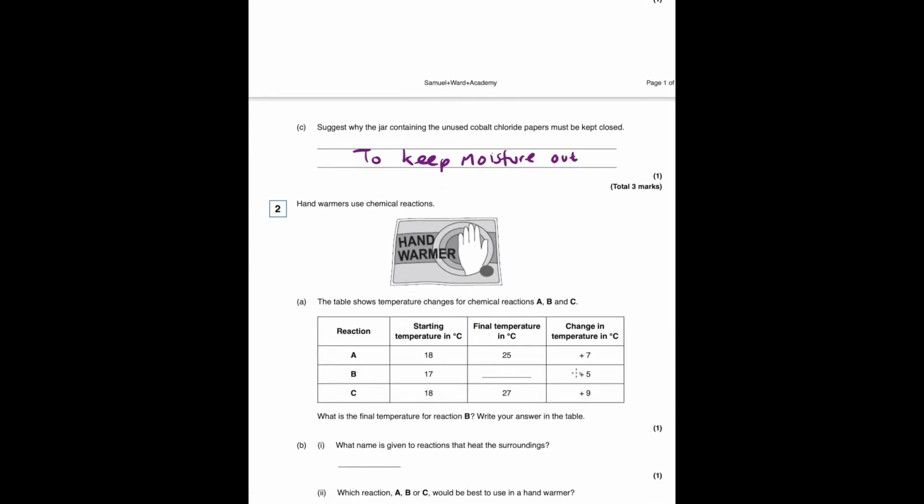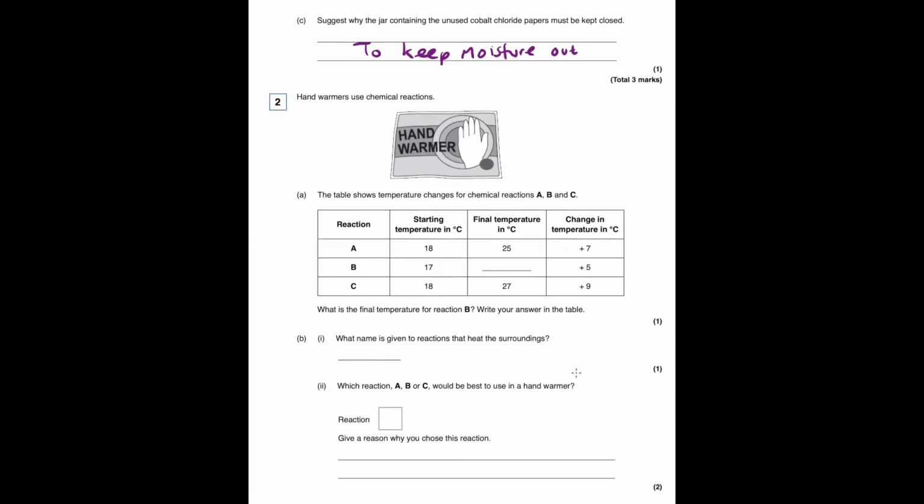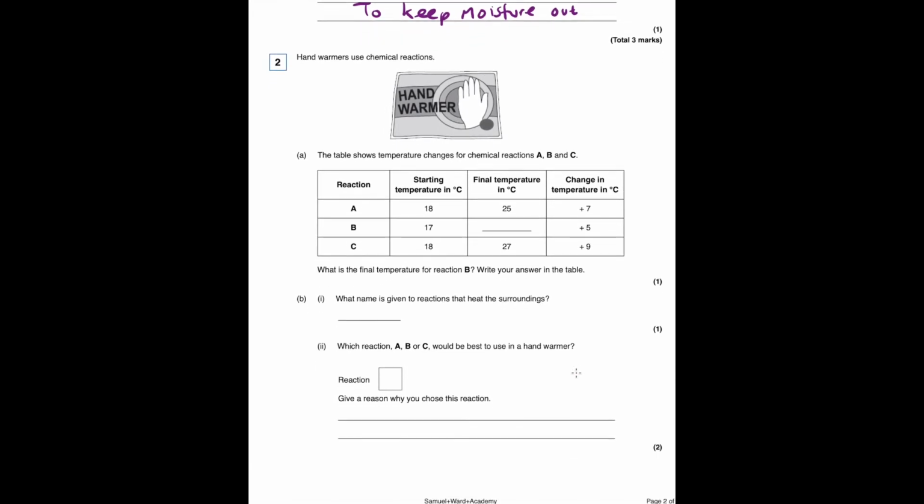Okay, so this next question is about hand warmers and how they are used in chemical reactions. So we have a table looking at reaction A, B and C, and we are measuring the final temperature and then calculating its change in temperature. So we've just got to fill in our table for row B. So we're going from 17 and we're looking for a change in the positive direction and for it to go up by 5. So we want to do 17 plus 5, which gives us 22 degrees Celsius.